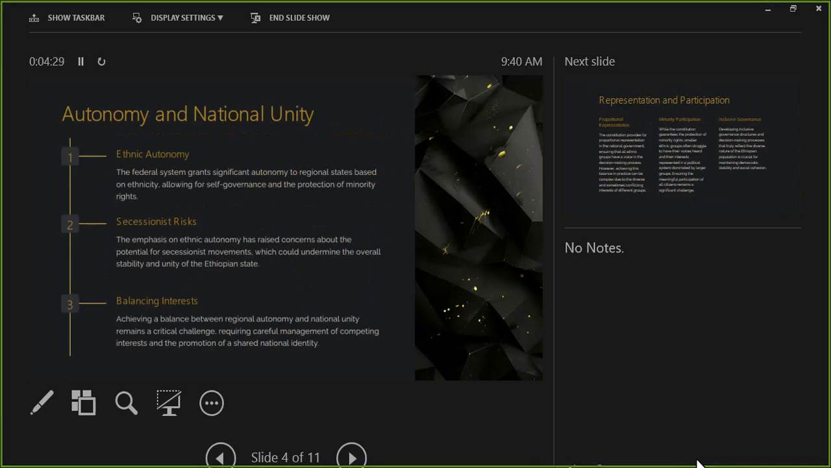The other thing I'm going to raise is autonomy and national unity. Ethnic autonomy: the Ethiopian constitution gives regional states the right to administer themselves, to organize their police forces, and other rights. On the negative side, this constitution brings the secessionist risk. As I said before, Article 39 is an example of this.